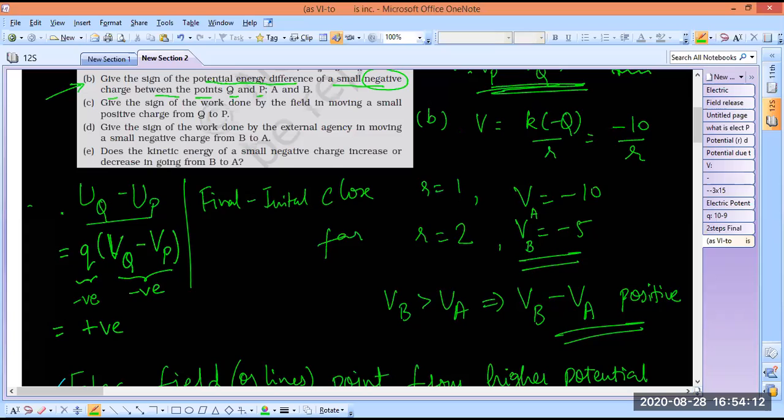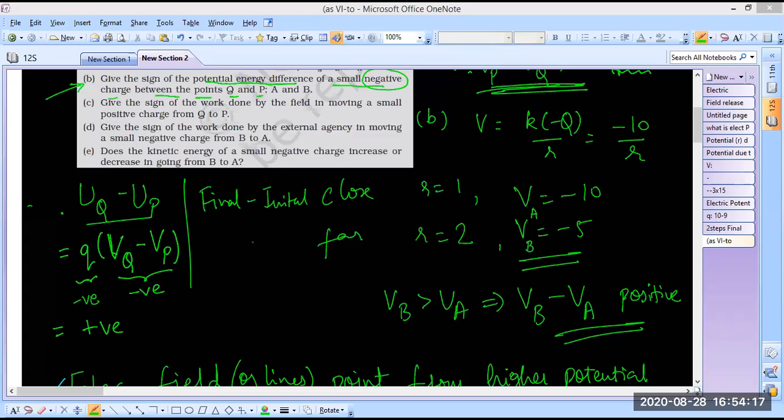Yeah, positive. Correct. Okay, I hope nobody has any problem with this simple idea. So UQ minus UP is positive, so UP minus UQ is negative, right? That's it, right?